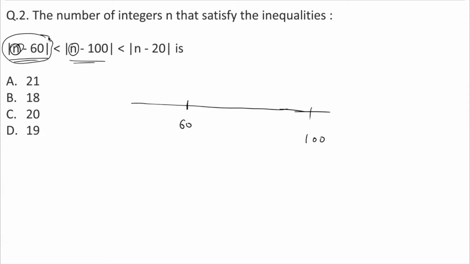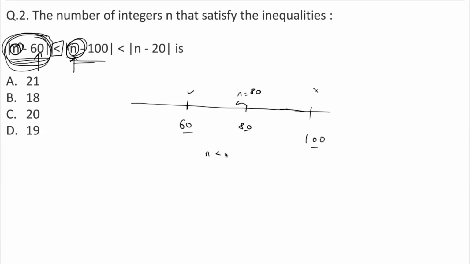Now, this means what? The distance of this n from the point 60 should be less than its distance from the point 100. This will happen when the point n lies more towards 60 and not 100. So let's first find out the midpoint of 60 and 100, that is 80. So when n is equal to 80, the distance of 80 from 60 and 100 will be equal. But we want the distance of n to be less from 60. That means n should be less than 80, right?